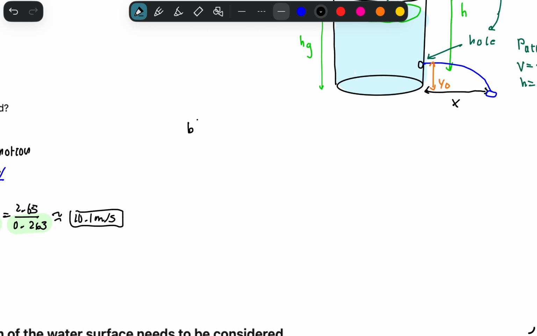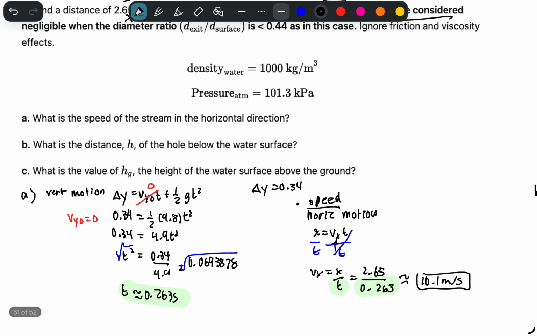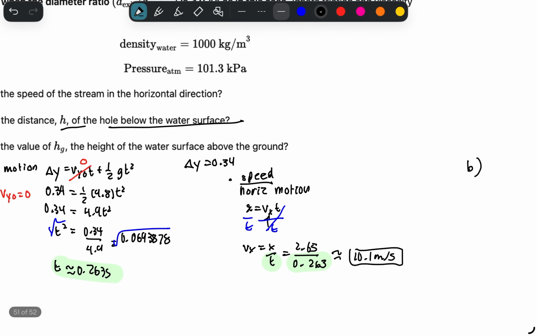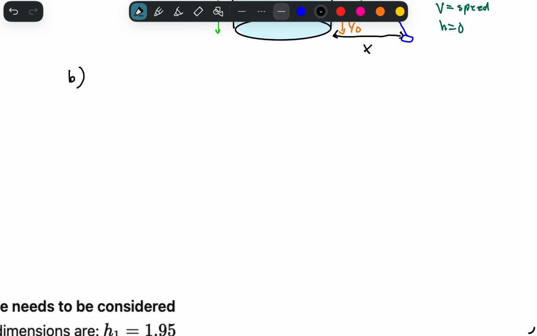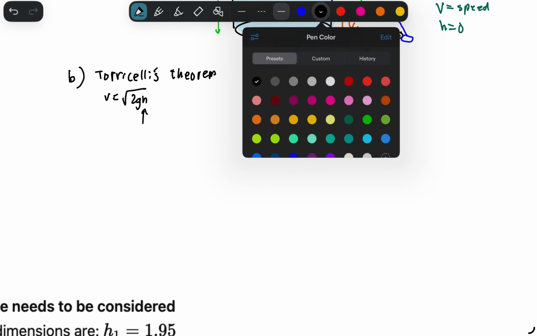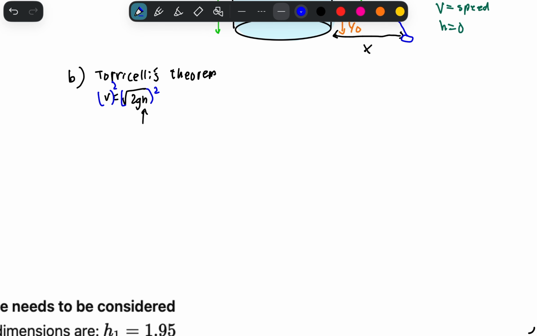Now for part B, we're asked what is the distance h of the hole above the water surface? So we can use Torricelli's theorem. So v is equal to the root of 2gh. If we solve for h, in this case, we want to square both sides. So we have v squared is equal to 2gh. Then we want to divide both sides by 2g. Then we get that h is equal to v squared over 2g.